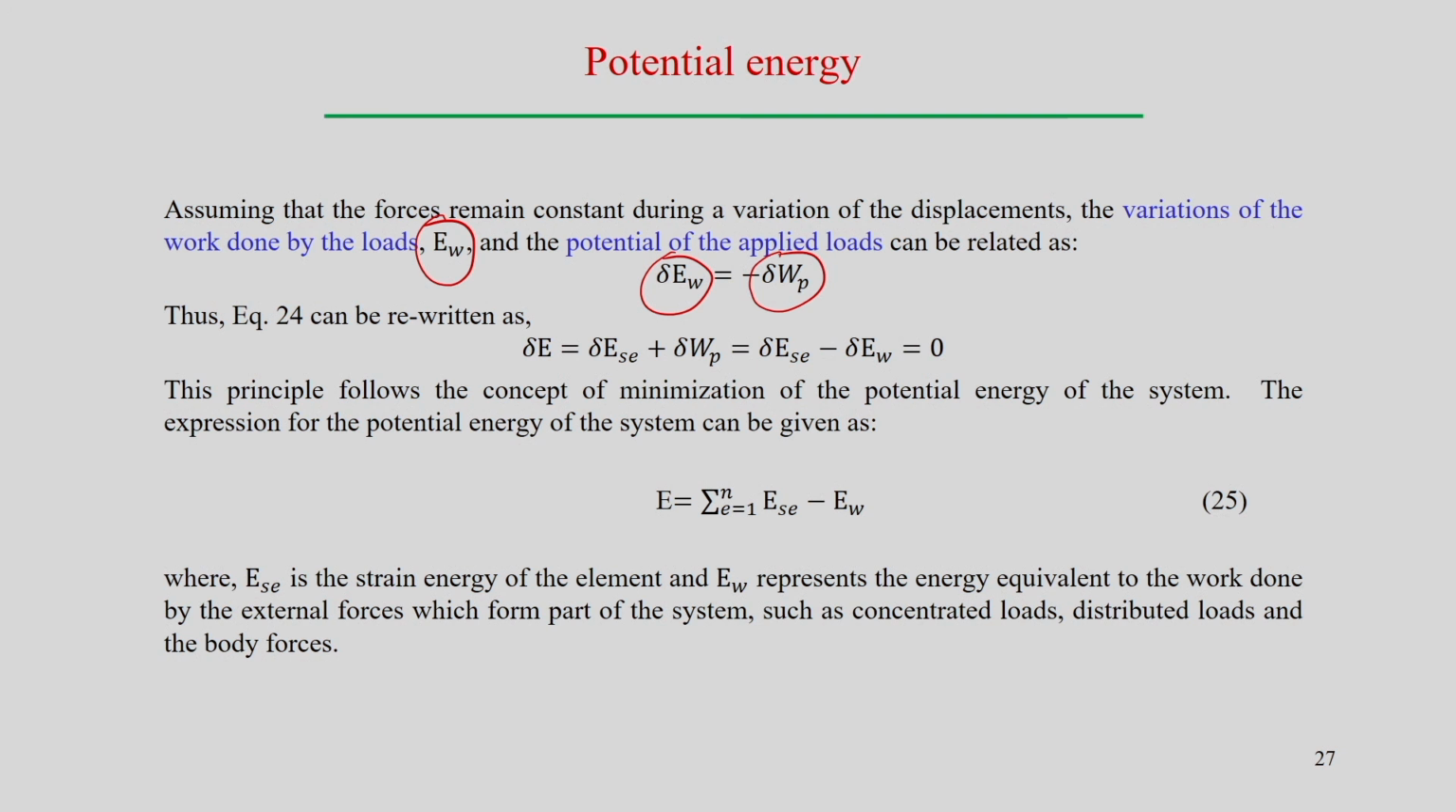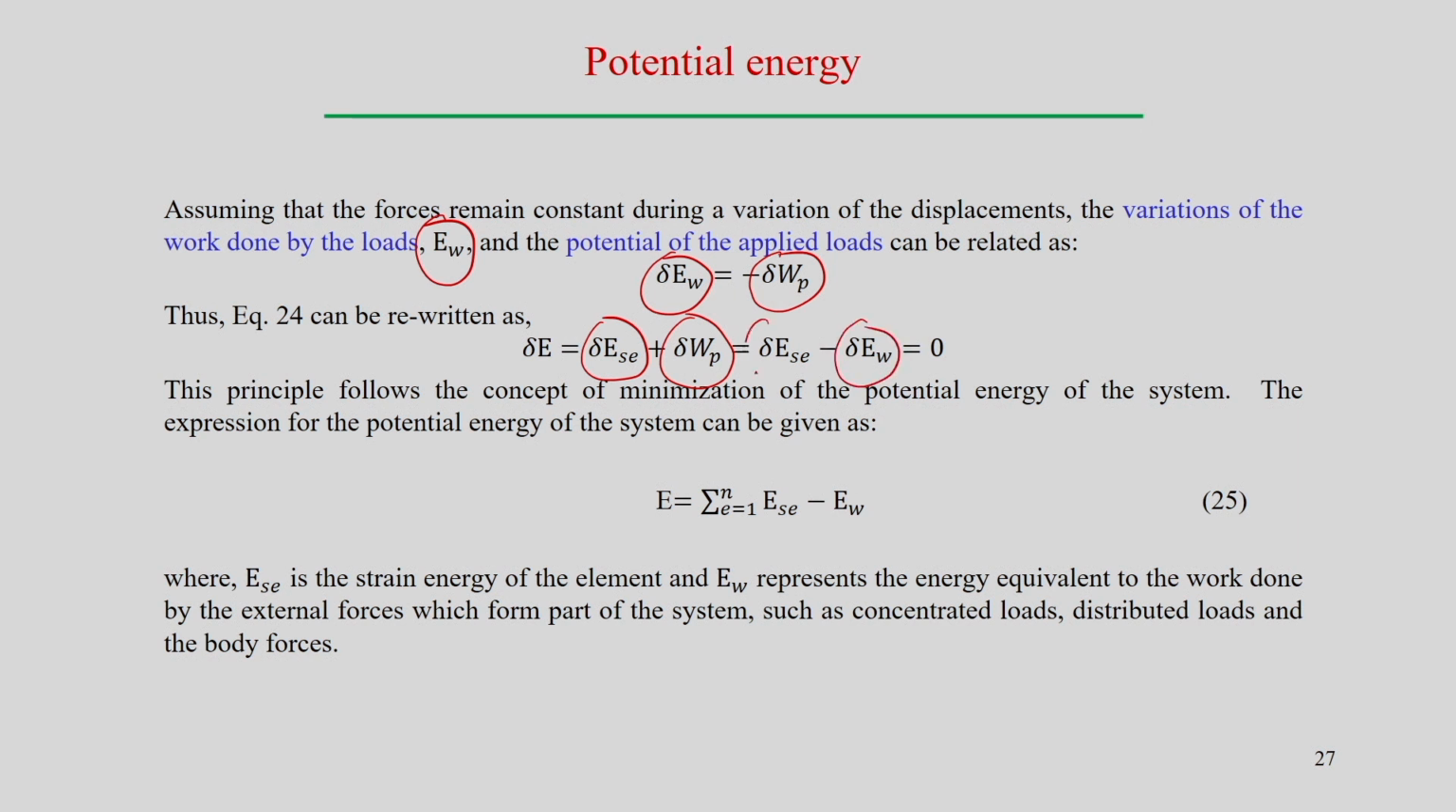The potential of the applied load is equivalent to the work done by this external load, and the relation between these two can be written as delta EW equal to minus delta WP. So, the previous equation can be written like that: delta ES is the strain energy of the system, and delta WP, the energy associated with the potential energy applied to the system, is equal to minus delta EW.